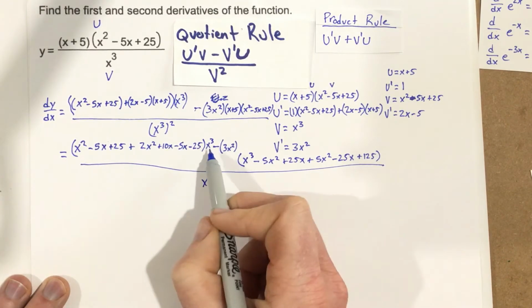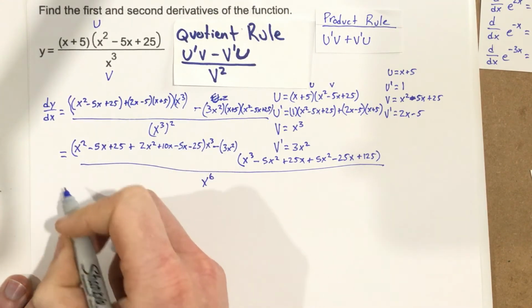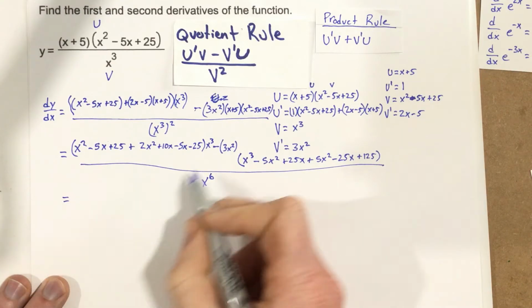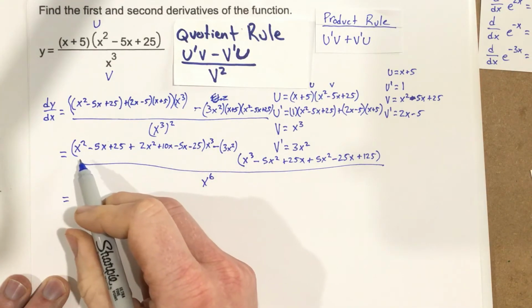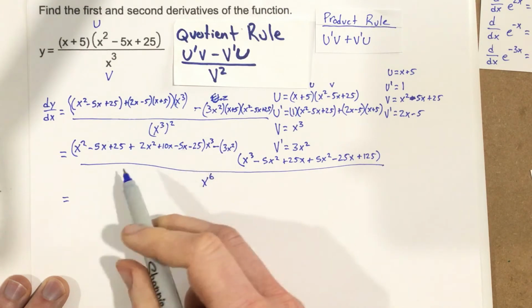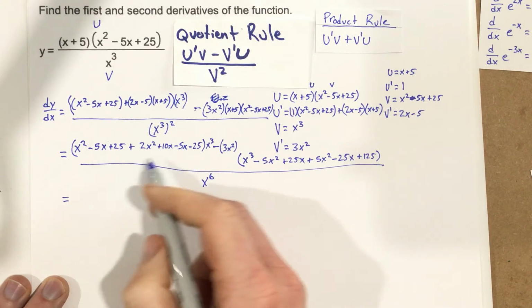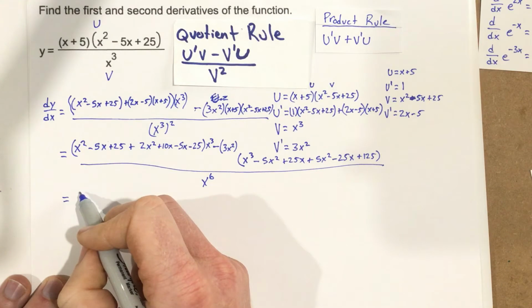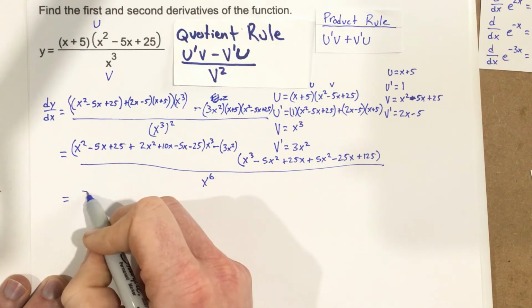Let's go ahead and distribute here on the top. Well, we can combine some like terms. Maybe that's a better idea. Combine like terms, then distribute. So let's get the x squared together. It's 3x squared.